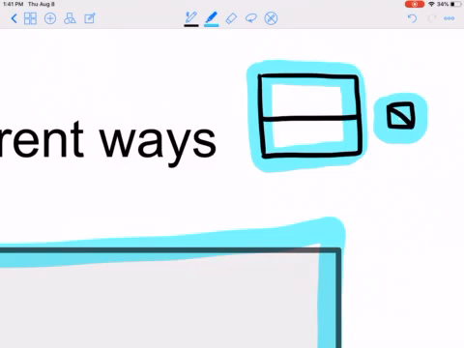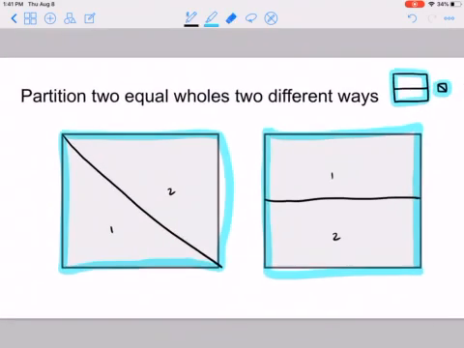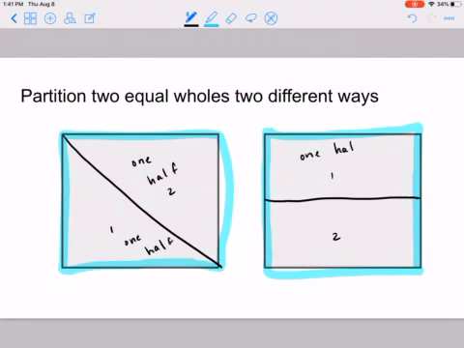So what I want you all to remember is that the whole pieces have to be identical. They have to be the same size. So once they're the same size, you can partition them in different ways, and they're going to represent the same amount, even though they don't look the same. This is 1/2, and this is 1/2. This is 1/2, and this is 1/2.